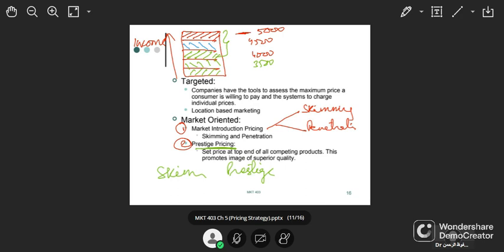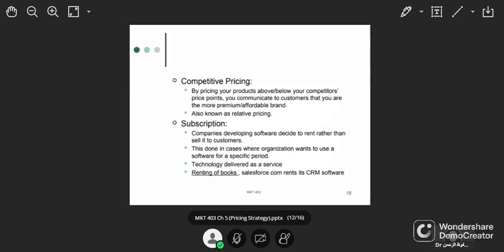Now the difference is, in skimming the product price will come down with time. Mobile phone prices go down. Laptops, tablets, electronic products go down with time. Initially high, then it comes down. It has to come down. Whereas luxury products, prestige products, the price will not drop. The price will be maintained, because if it starts dropping, it will lose the image of being an exclusive product. It means anyone can afford it, just wait for some time. This is the prestige pricing strategy.